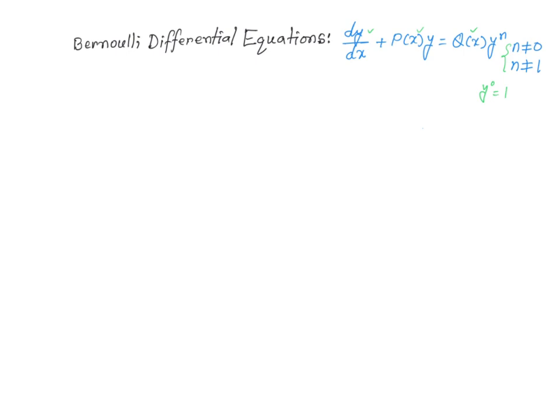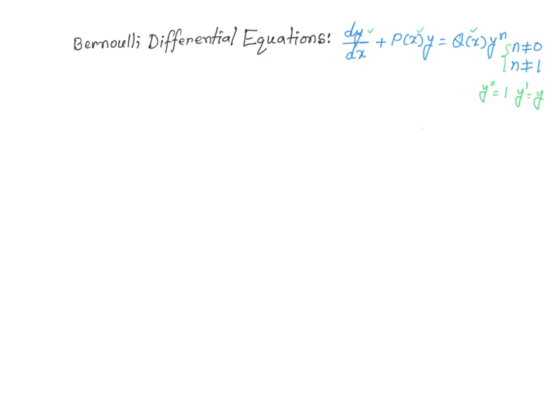In that case, the equation becomes just a regular, first order, linear differential equation. If n is equal to 1, it is going to be y to the power 1, which is equal to y. In that case also, this becomes a linear first order differential equation, and we can solve those. All right. So if n is not 0 nor 1, in that case we have a Bernoulli differential equation, and of course these equations are non-linear by nature.